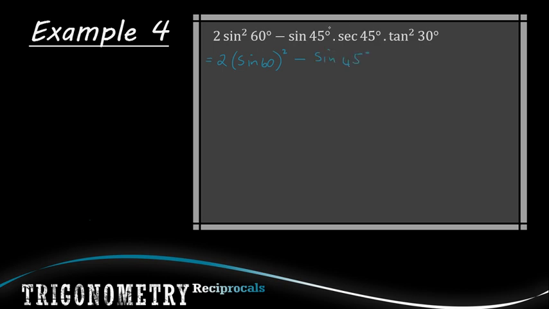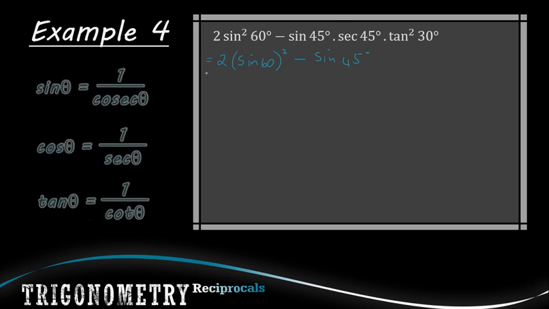Okay, now here we have sec. So we're going to replace sec because sec is one of our reciprocals. So sec and cos go together, meaning I'm going to write sec as 1 over cos 45. And then tan is also squared, so I'm going to write that as tan 30, and that's all squared. Okay, so now we're in a position to basically just type all of this into the calculator.